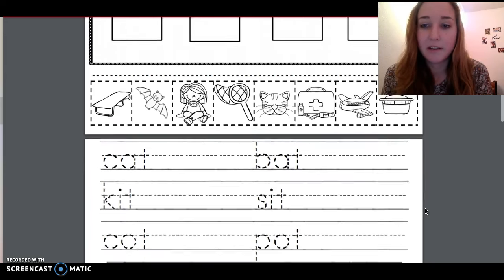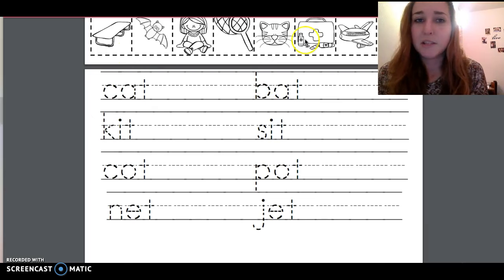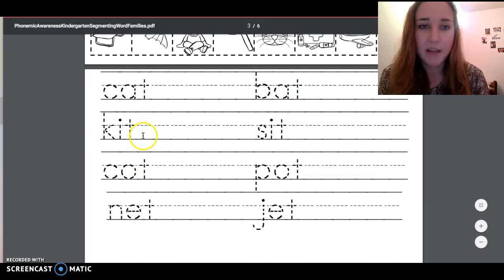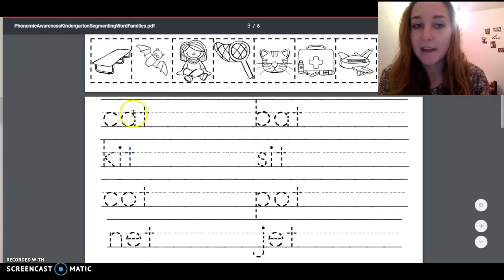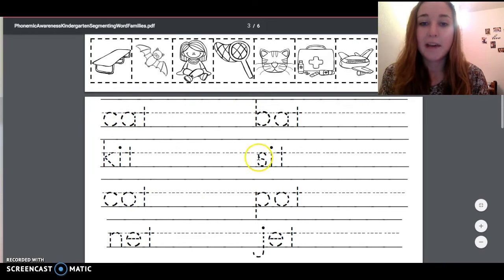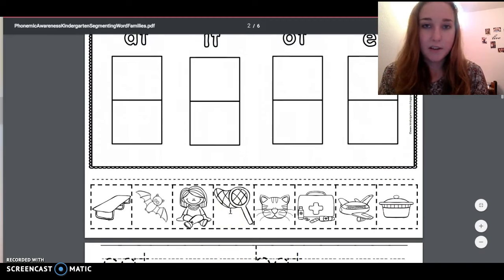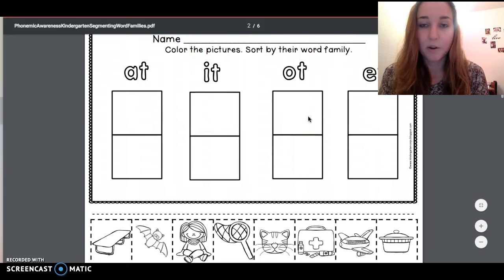So here's the word bank down here. I think I would start with this, in my opinion, because some of these pictures are a little bit confusing, but these words go with those pictures, so it won't be as confusing. So the students will have to spell out cat, just like it does on the lines: cat, kit, cot, net, bat, sit, pot, jet. And then up here, since they'll use these words, they can color the pictures and sort by their word families.